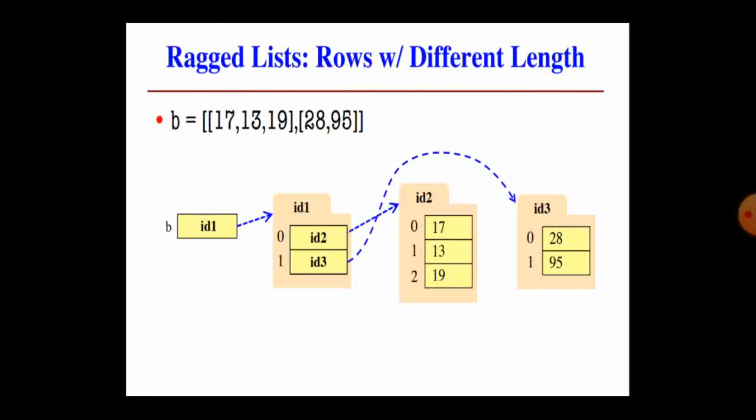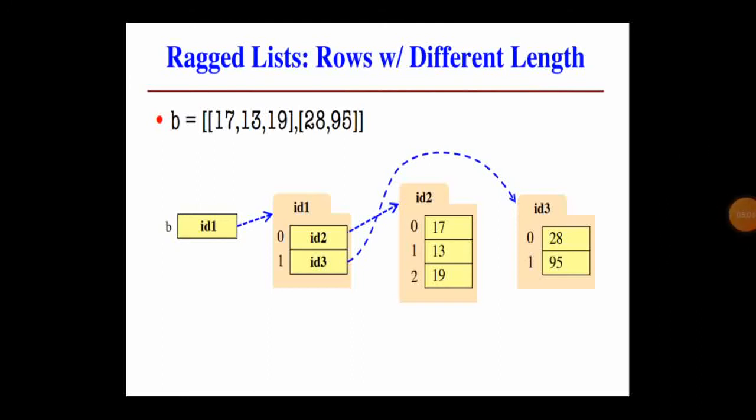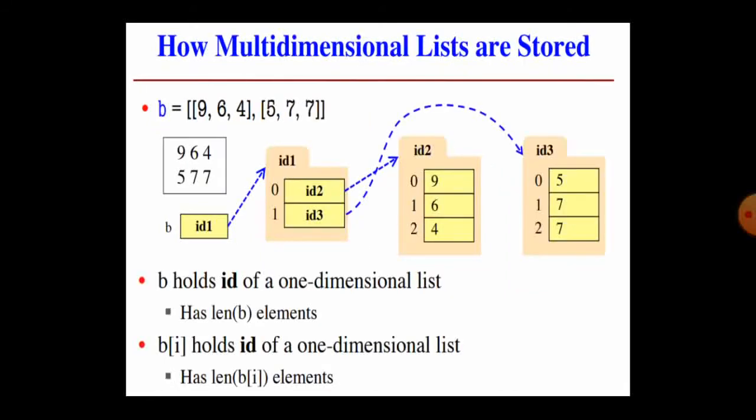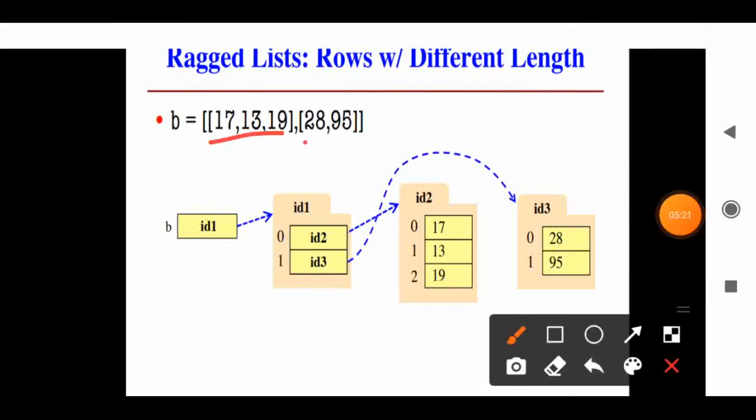What is meant by ragged list here? A list inside a list is called what? Nested list. Ragged list means with different shapes. A list that can have lists with different shapes is called what? Ragged list. Here there are three elements, here two elements, so it has two different shapes. This is called what? Ragged list. A list that has lists with different shapes.